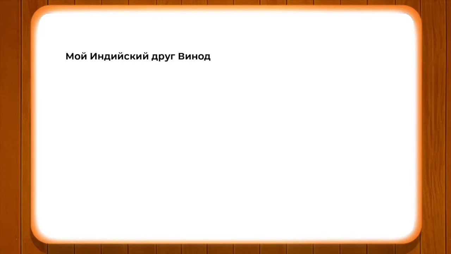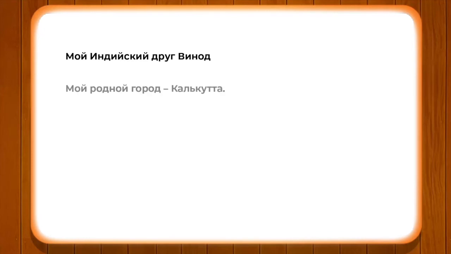So now we will analyze the text and we will see the expressions, we will see the nouns, we will see the pronouns, we will see the adjectives and verb conjugations. So the title of the text is Moi Injiyskiy drug Vinod. Moi is personal pronoun, Injiyskiy drug. So here Injiyskiy has been used as an adjective. Drug is the noun, Vinod is a proper noun. Moi Injiyskiy drug Vinod. Suppose if we want to change the title of the text from Vinod to Gita, so it would be Maya Injiyskaya Podruga Gita.